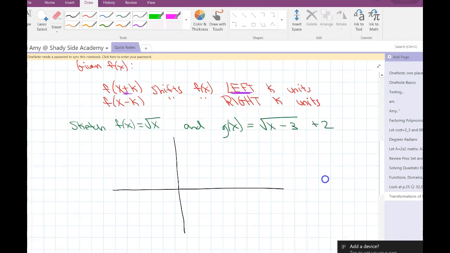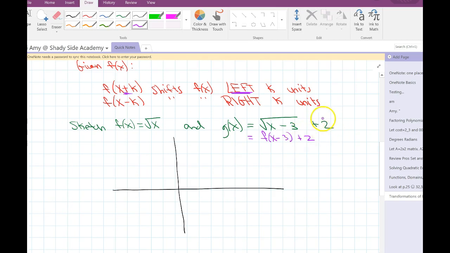So here's another example here. Given f of x equals the root of x, sketch f of x equals the root of x, and g of x equals the root of x minus 3 plus 2. Now, once again here, what I'm going to do is I'm going to take g of x and express it in terms of f of x using just function notation, and you would hopefully see that g of x is the same thing as just f of x minus 3, right? And then the plus 2.